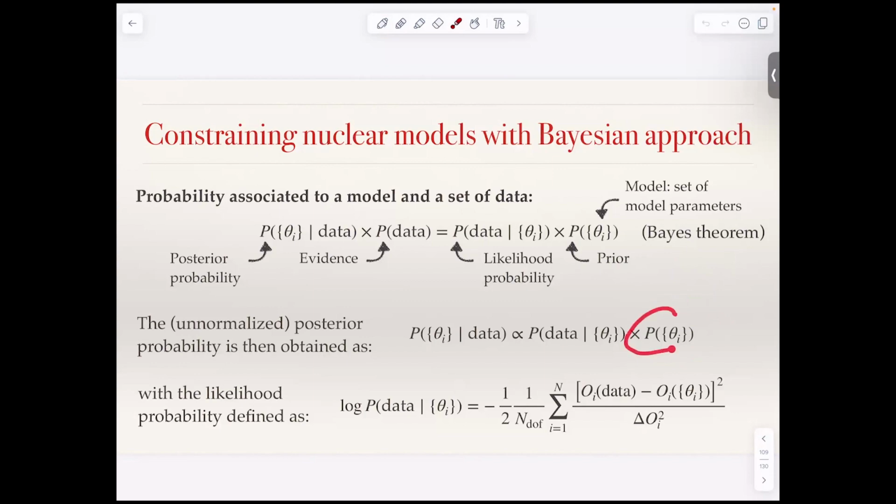So the prior is very important, and it depends on what you know a priori about your parameters, before you compare your model to some data. And then there is this very important term, which tells you, given some data, how close your model can reproduce this data. And again, I stress that it is very important to estimate the uncertainty.